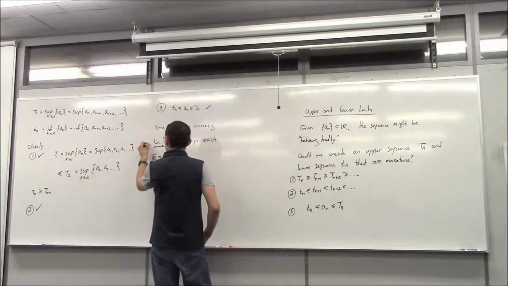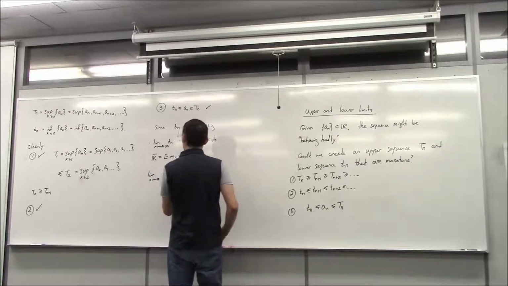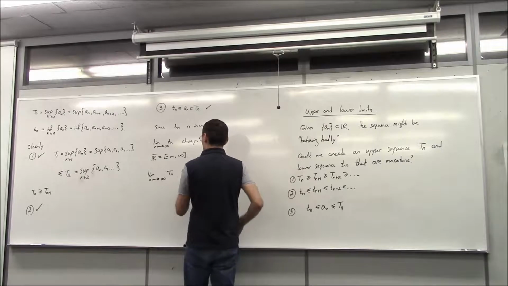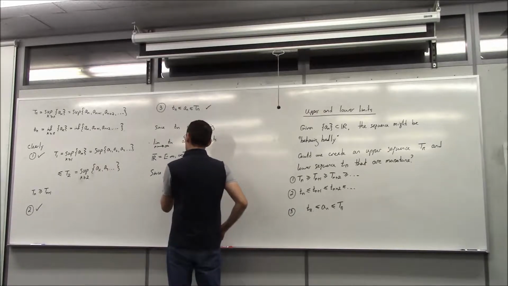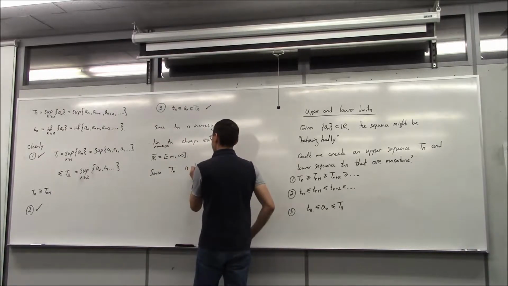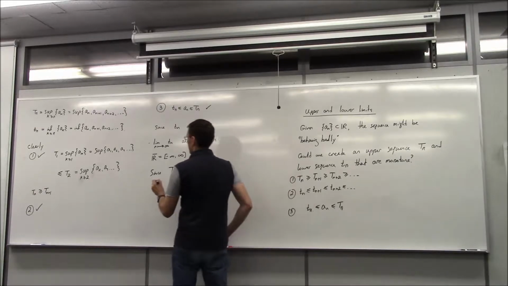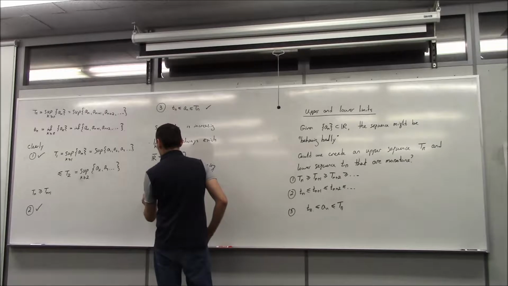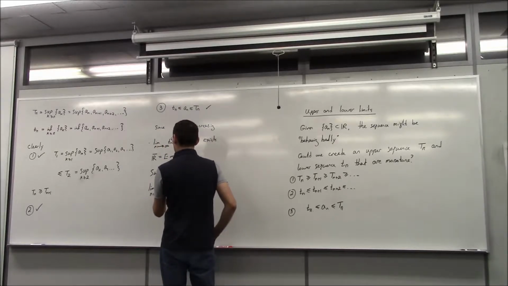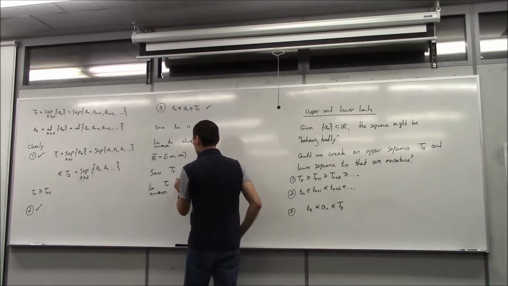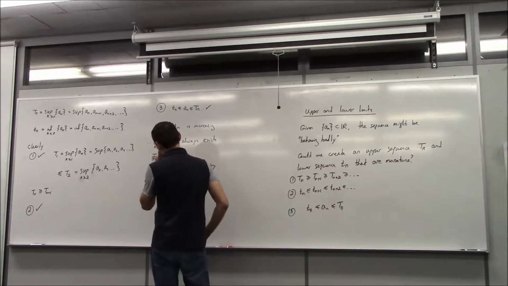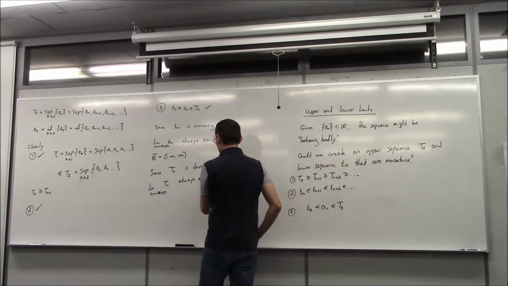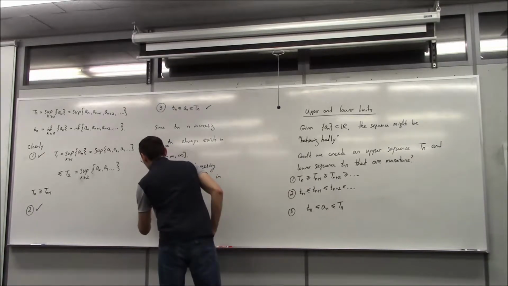And the limit as n goes to infinity of capital Tn also always exists. I should say maybe like this: since capital Tn is decreasing, the limit as n goes to infinity of capital Tn always exists in the closure of R.